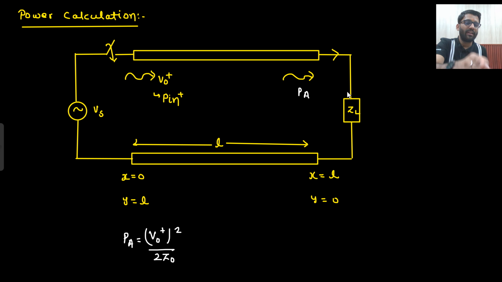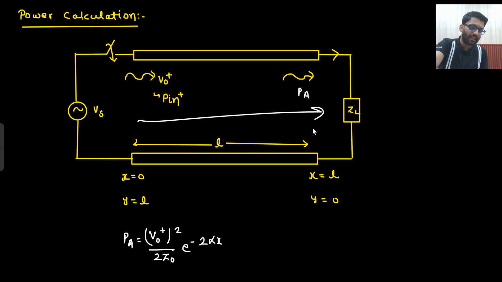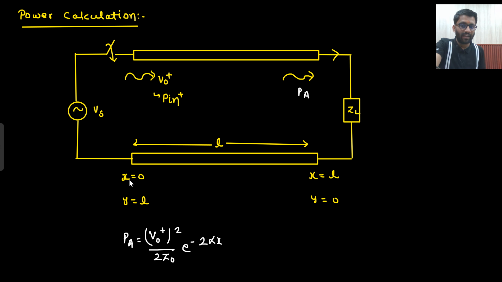And how much power will reach at the load? So at that time, what did I write? E to the power minus 2 alpha x, because I was assuming that it is covering the distance x in this direction. So at that time I took x. I did not take y there. At that time I took x.